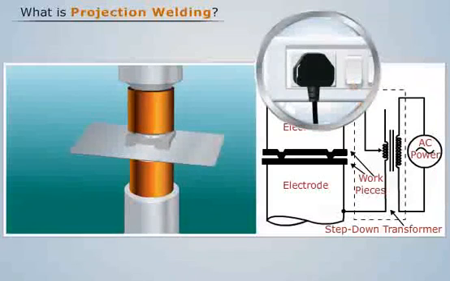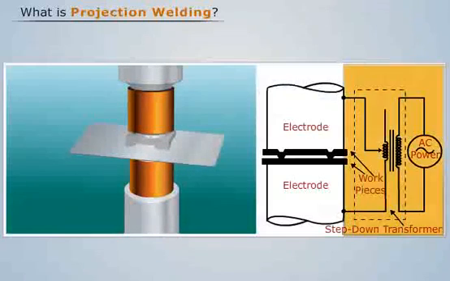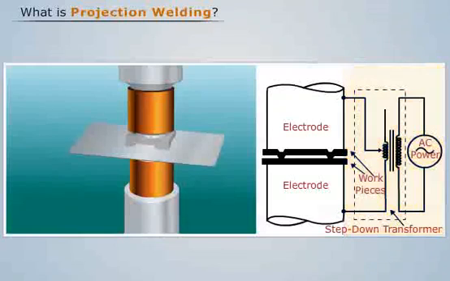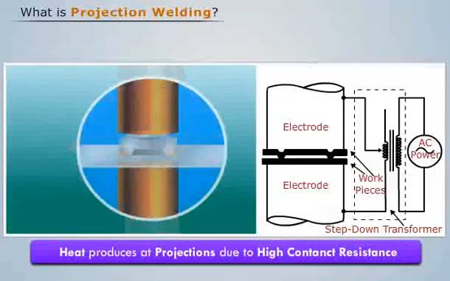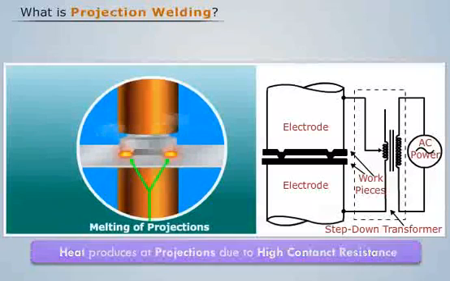Now as we switch on the power supply, we see that current flows through the nut and the sheet via projections. Since the contact resistance at the projections is high, we see that a large amount of heat is produced there, due to which projections melt.